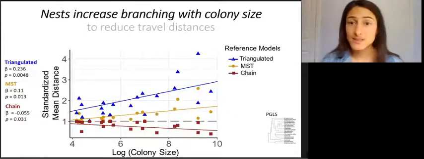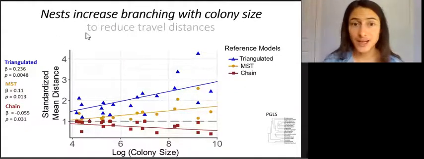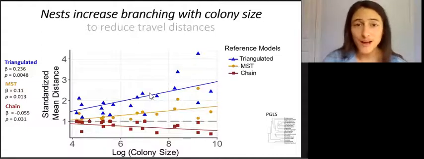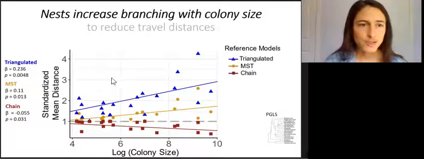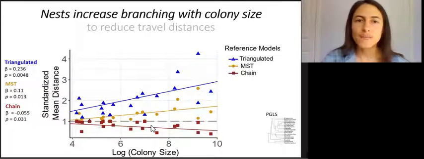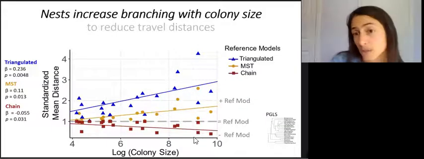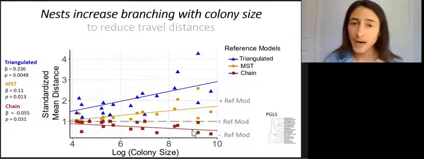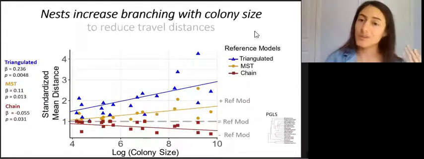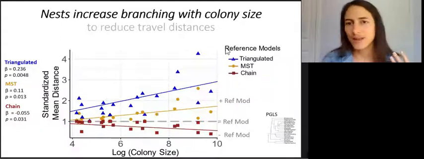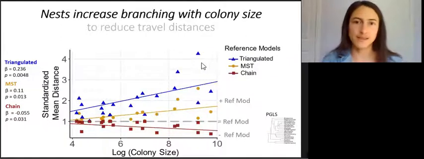And we compared those standardized values to colony size here in this figure. And so let me walk you through this figure because there's a lot going on. I want to first call your attention to this gray dotted line at 1, the horizontal dotted line. Values that fall on this line indicate when the observed nest and the reference model have the same mean distance. Values less than 1 indicate the observed nest had smaller mean distances than expected by the reference model of a given size, and values greater than 1 indicate that the observed nest had larger mean distances. And so that's to orient you.